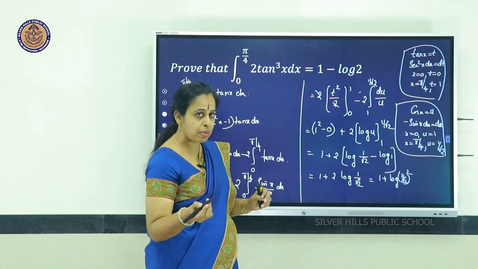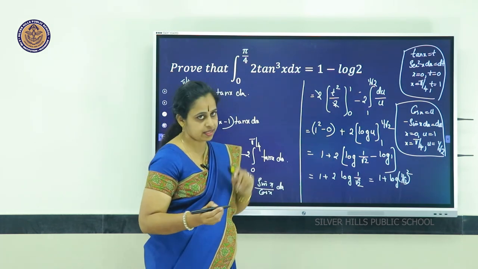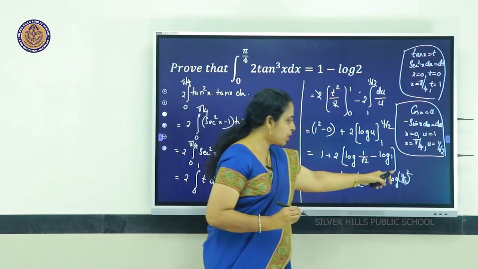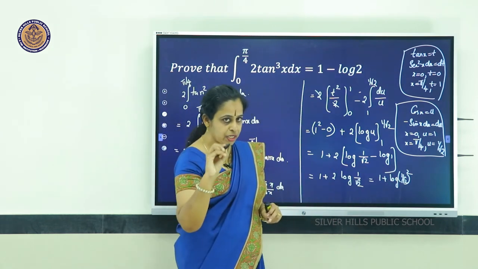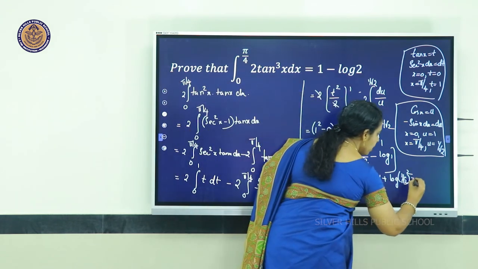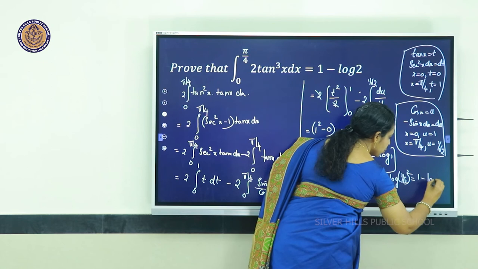Log x raised to m is m log x. That is the rule applied here. Now, 1 by root 2 whole square will be 1 by 2. When we take 2, it will become 1 minus log 2.